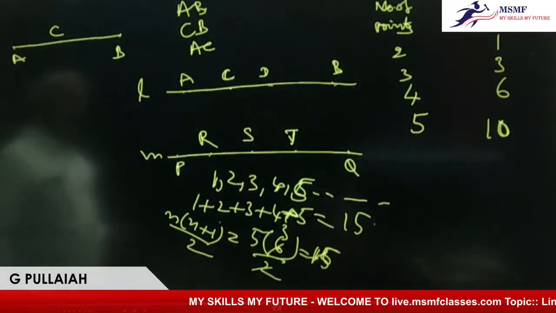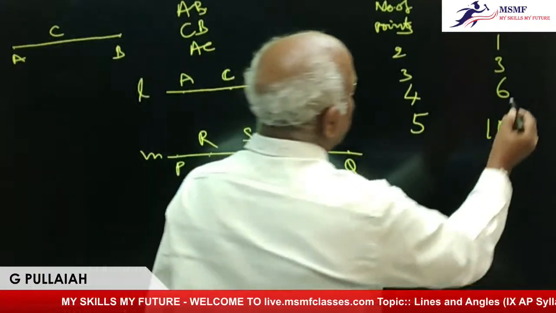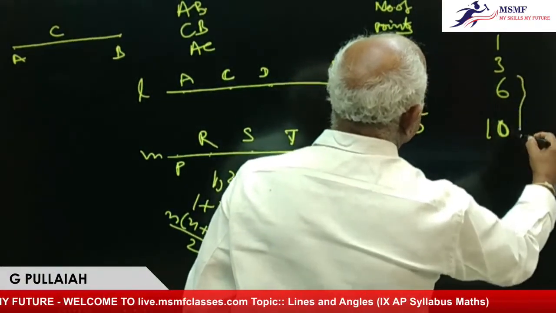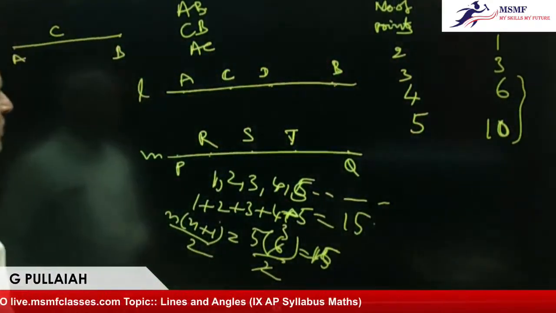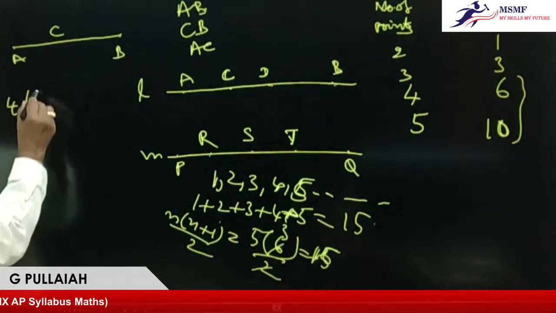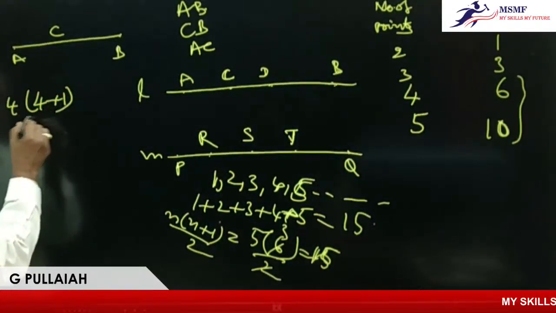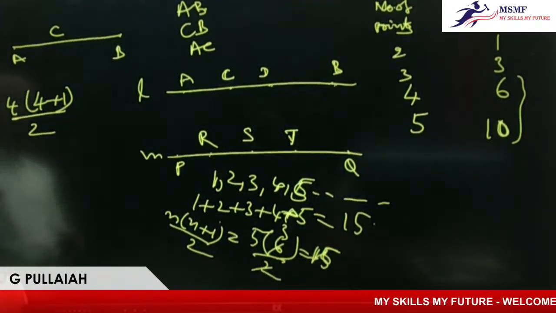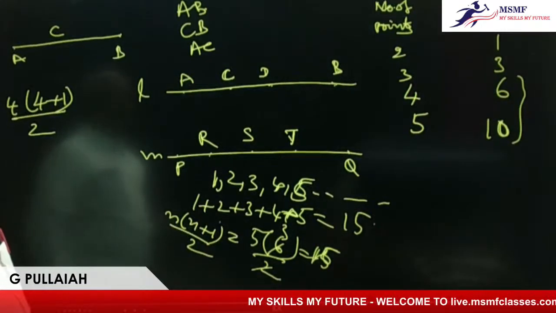So this formula we can apply first of all where n is greater than 4. Please, where n is greater than 4. If n is greater than 4, we can set this as 4 into 4 plus 1 by 2.